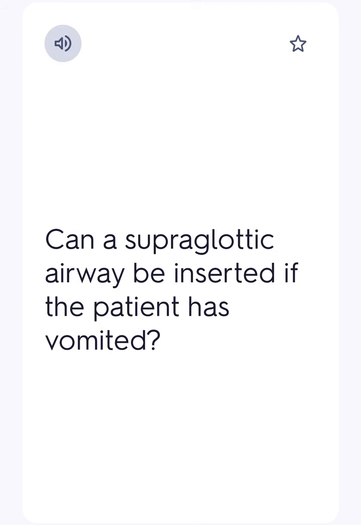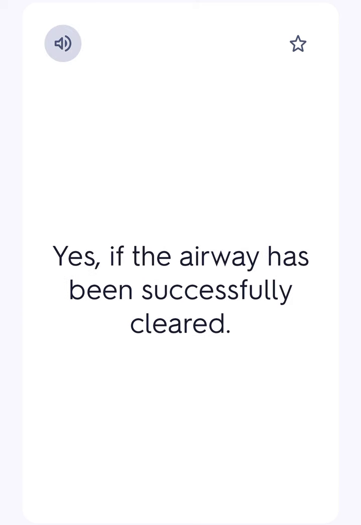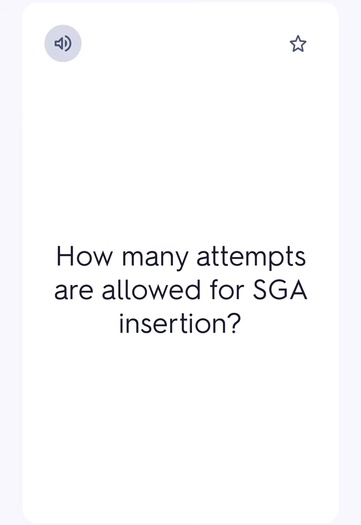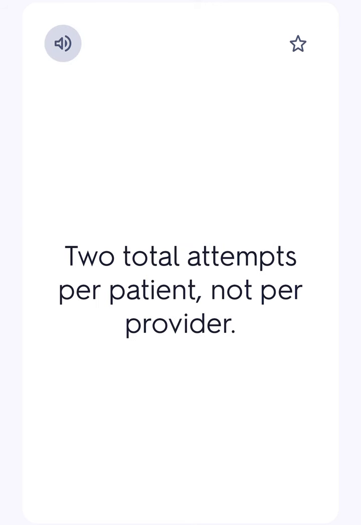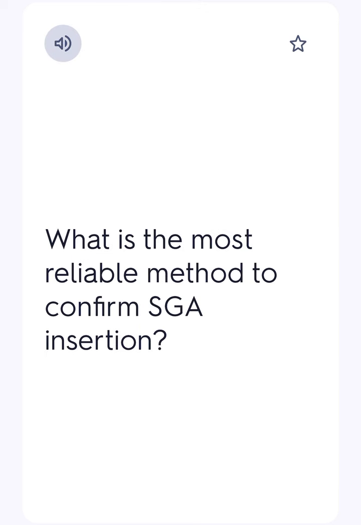Can a supraglottic airway be inserted if the patient has vomited? Yes, if the airway has been successfully cleared. How many attempts are allowed for SGA insertion? 2 total attempts per patient, not per provider. What is the most reliable method to confirm SGA insertion?